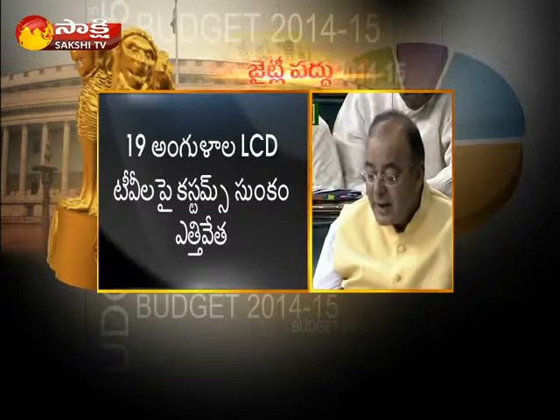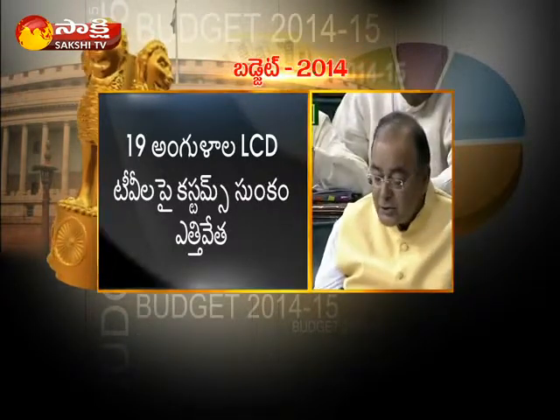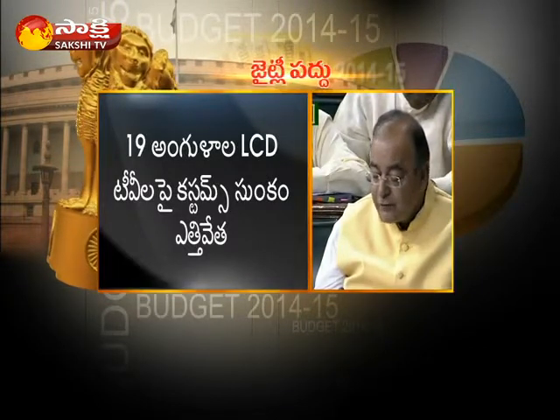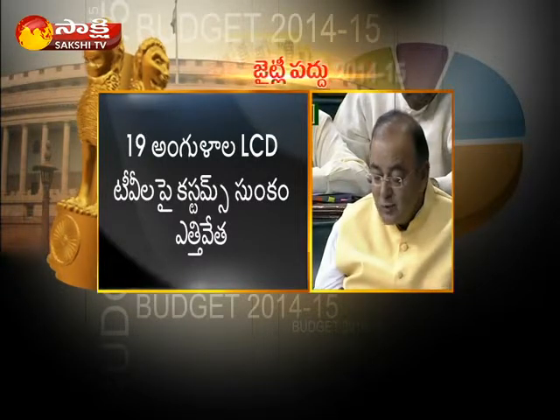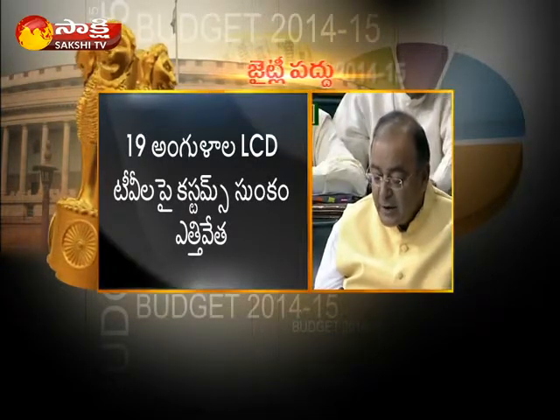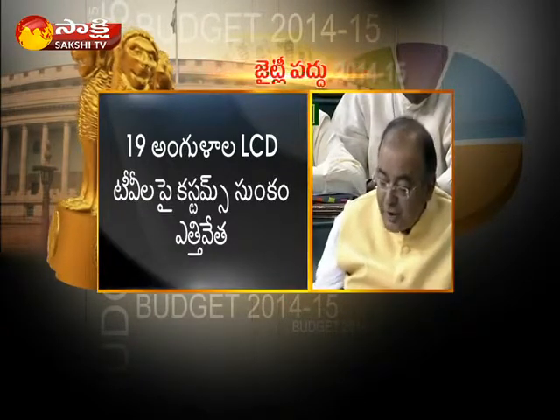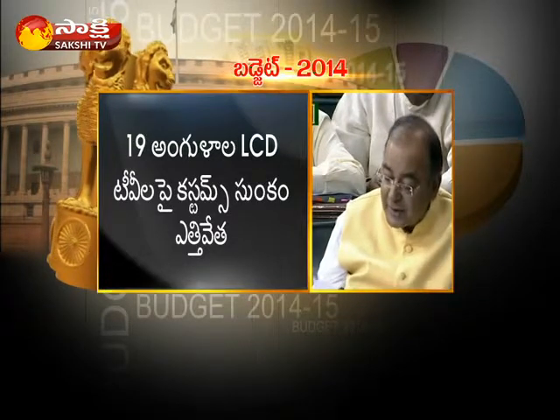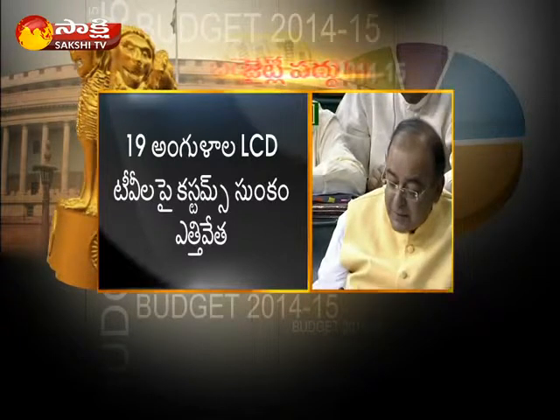Minimization of harvest and post-harvest losses of agricultural produce is an important measure for tackling food inflation and ensuring food security. The losses of fruits and vegetables are mainly due to inadequate processing capacity. To incentivize expansion of processing capacity, I propose to reduce the excise duty on specified food processing and packaging machinery from 10% to 6%.